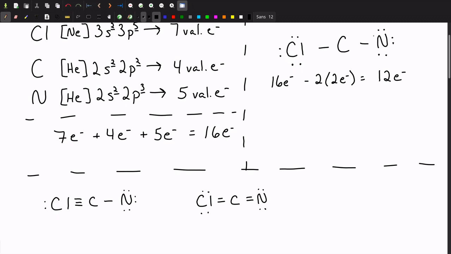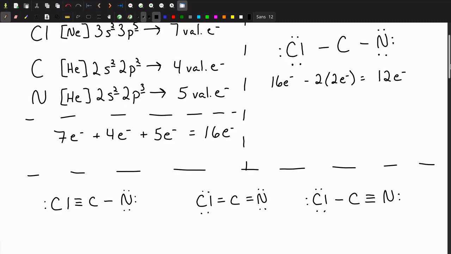The other option is we take both of these from nitrogen. That would give us chlorine, carbon, triple bond nitrogen with a single lone pair on it.